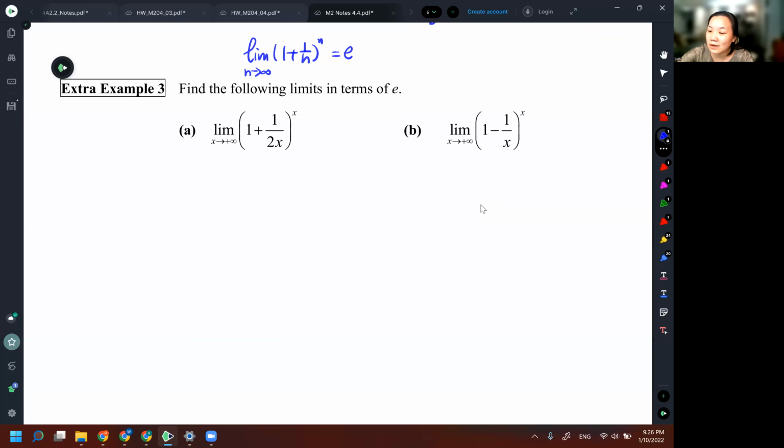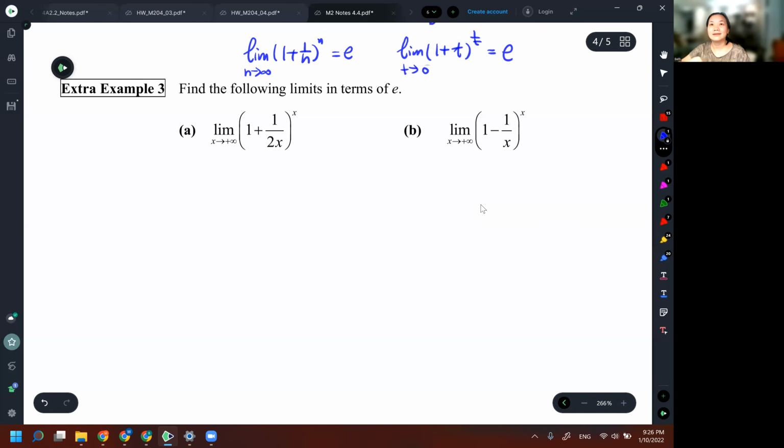We also know another one which is slightly different, which is 1 plus t, but 1 over t like this. As t tends to infinity, this is also e. Not infinity, this one is 0. Wow. This one is also e.